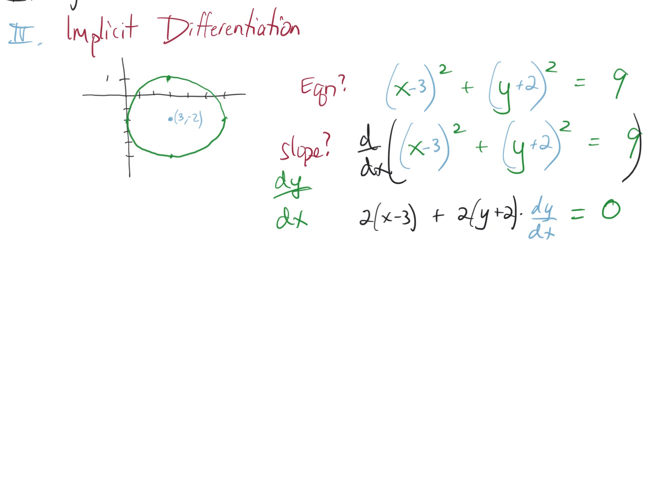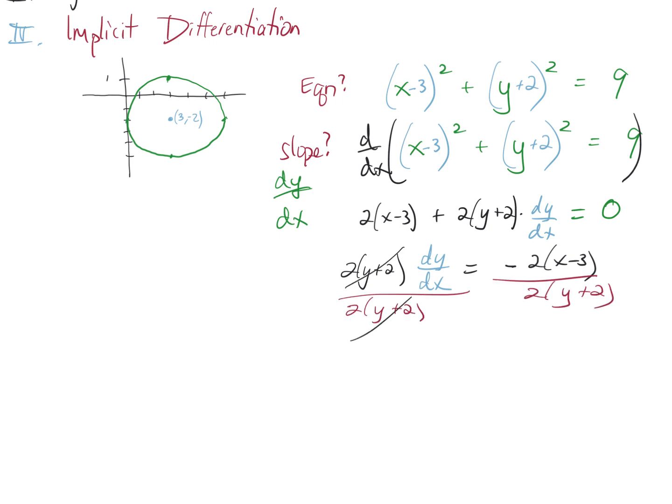All right, so this is the first step in implicit differentiation. Now we just need to solve for dy/dx. So let's subtract this entire term from both sides, and then we'll divide by this black factor. Here we go. We subtracted that from both sides. Now we'll divide by 2 times y plus 2. And we have our final answer.